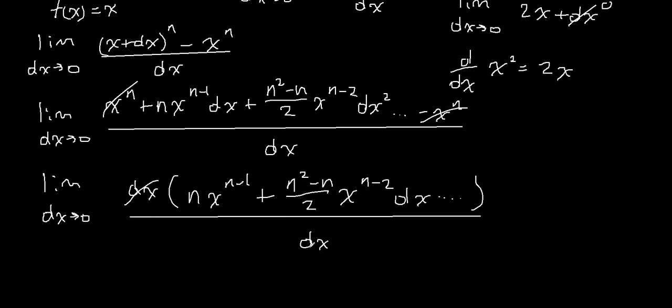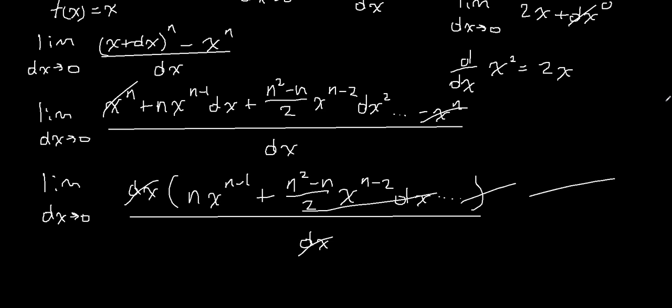So these two cancel, and you're left with the limit as your change in x approaches 0 of n x to the power of n minus 1 plus all this junk. Now the reason that this stuff after the first term doesn't matter is that your change in x is approaching 0, and all these terms are multiplied by change in x after the first term. So they will all equal 0.